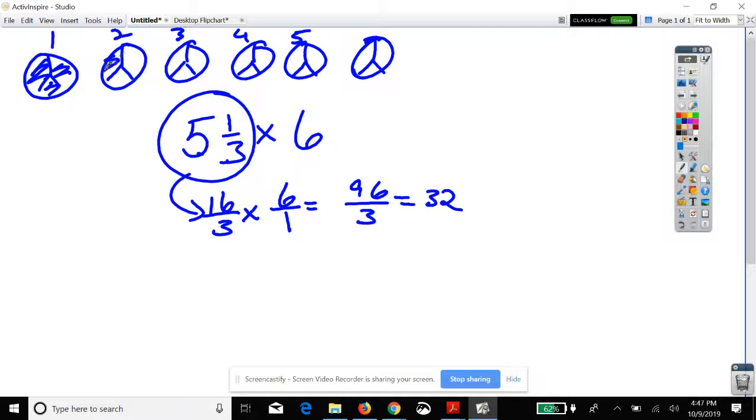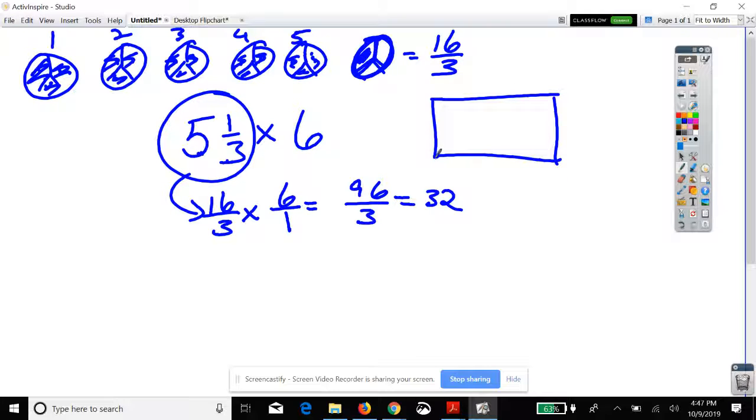These are shaded in. So each of these pieces, if you count them, I have 1, 2, 3, 4, 5, 6, 7, 8, 9, 10, 11, 12, 13, 14, 15. I have 15 pieces plus 1 extra piece. So I have 16 pieces of a whole that's broken into 3 parts. That's what your fraction is. Some people forget how to get there from the mixed number. So multiplying with an area model helps you remember how to do it.